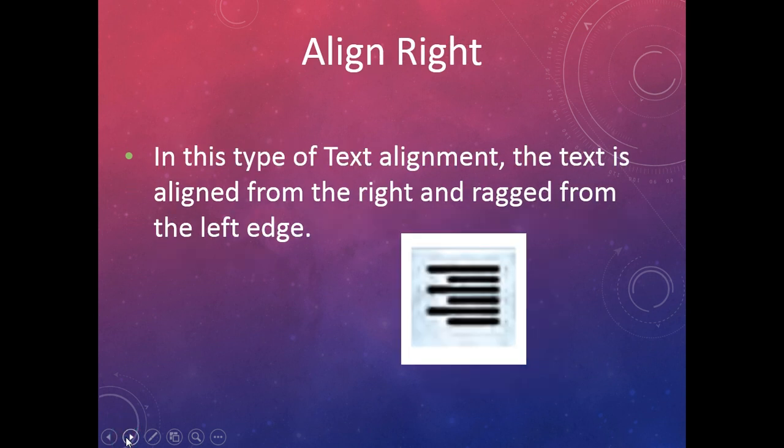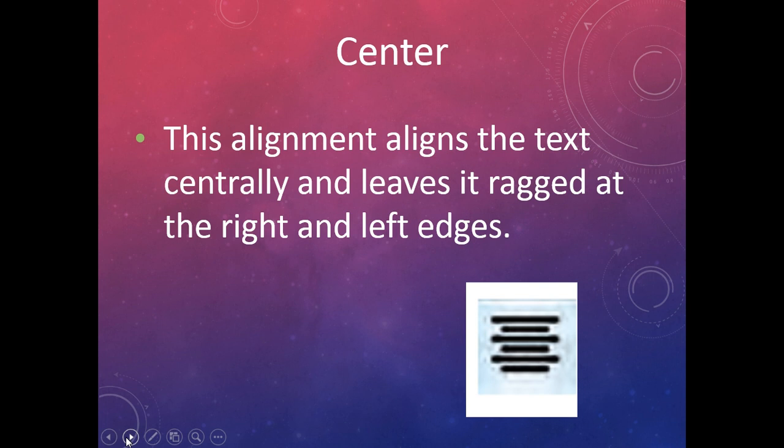Now the next alignment is align right. In this type of alignment, the text is aligned from the right and ragged at the left edge. The right side is aligned properly, and the left side is not aligned properly. This is the align right. Next one is the center. This alignment aligns the text centrally and leaves it uneven at the right and left edges. From the left and right edges it is not arranged properly, but all the text will be in the center.